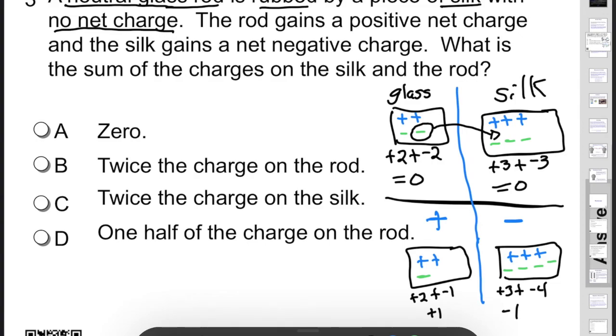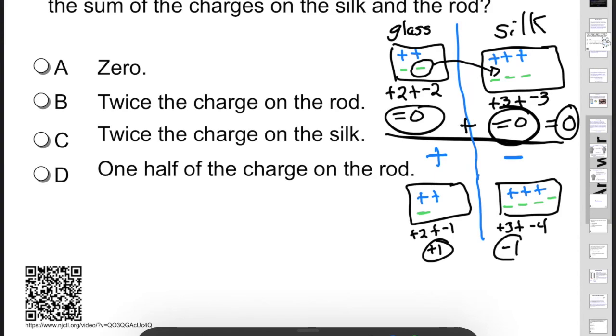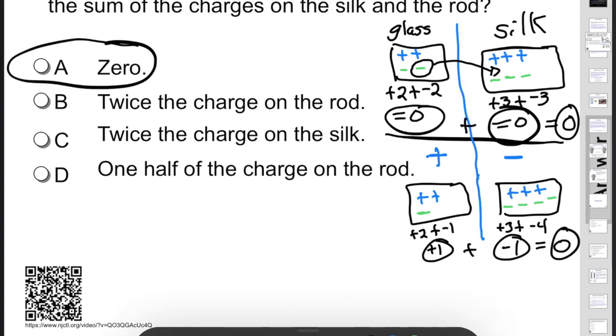What is the sum of the charge of the silk and the rod? And this is what we're going to do here. When we want the sum of the charge of both together, in the beginning we have 0 and 0. And 0 and 0 is going to give me 0. Okay? Now, at the end, we have positive 1 and negative 1. And when we add them, it's equal to what? 0 again. That means the answer is going to be 0.